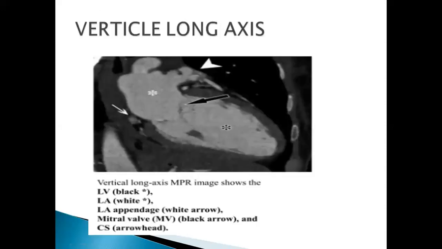The vertical long axis allows you to check for the left ventricle, the left atrium. You're able to see them right here. Again, you can see the thickness of the wall, the size of the chamber, and the size of this chamber as well.